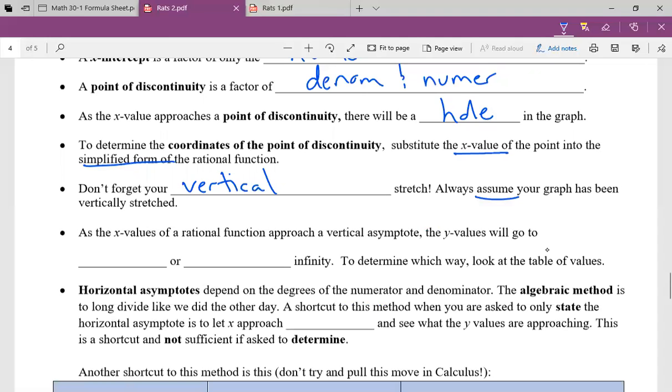Now, talking a little bit about calculus, as the x values of a rational function approach a vertical asymptote, the y values will go either to positive or negative infinity. They will grow without bound. Okay, again, look at your table of values for that.